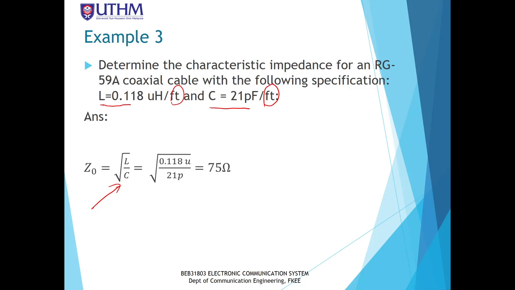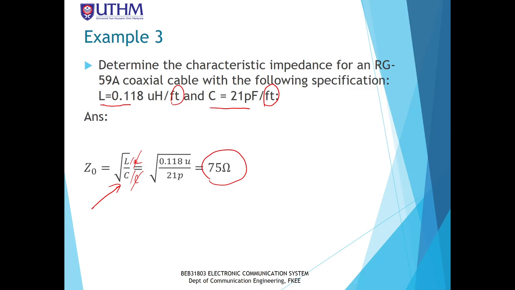So you see that the L here is per unit length, and here also per unit length. So per unit length, both of these can be cancelled out. That's why you just put the value: 0.118 micro divided by 21 picofarad. You get 75 ohm. Straight away you get ohm.